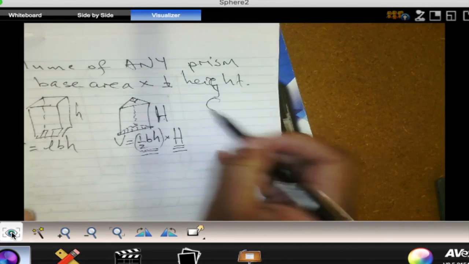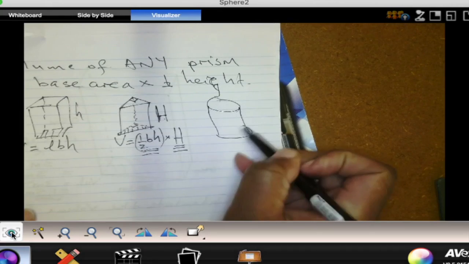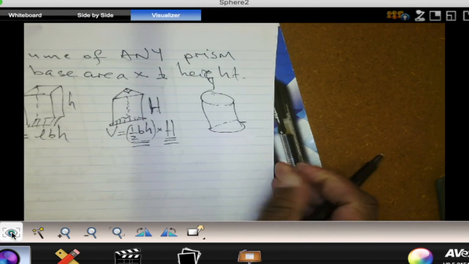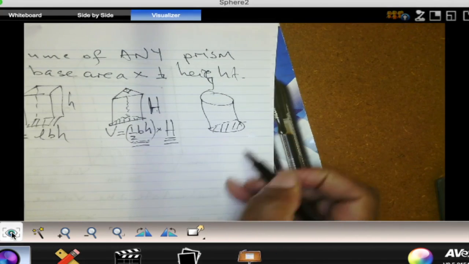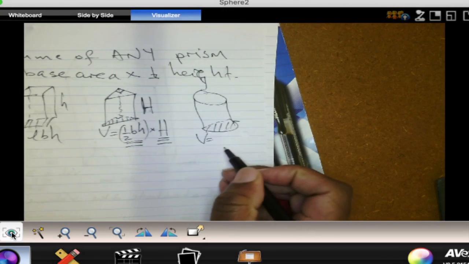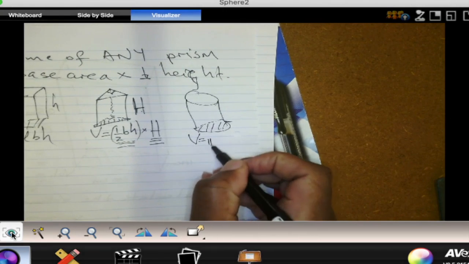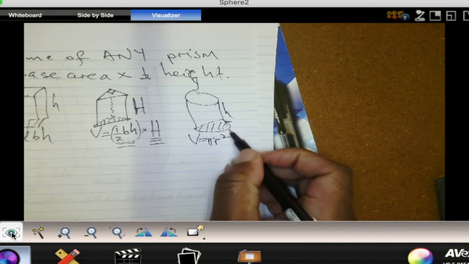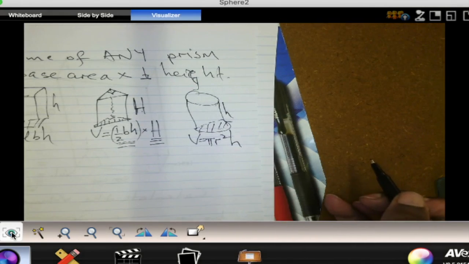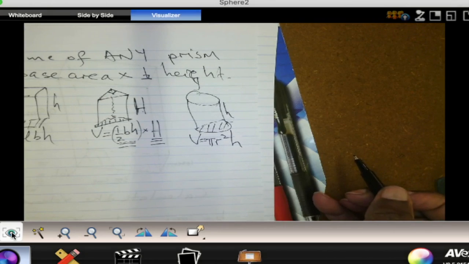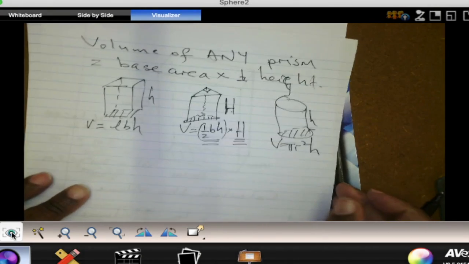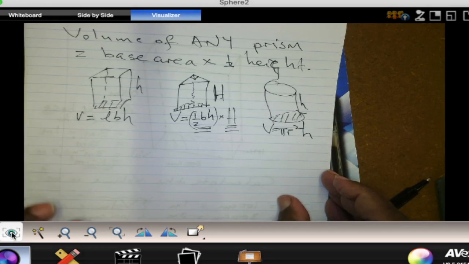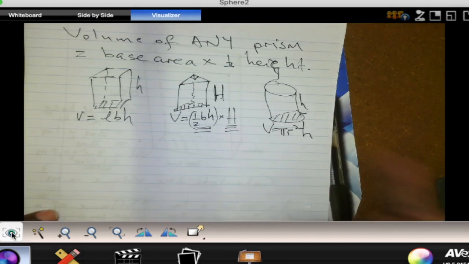If it's a circular-based prism, if it's a cylinder, in other words, then your base is a circle, right? And how do we work out the area of a circle? We say pi r squared, right? And if it has a height of h, then the volume is pi r squared multiplied by h. You see that? Right, and then we do get some other prisms which don't have names such as this.